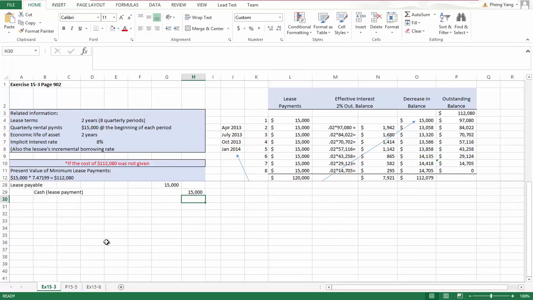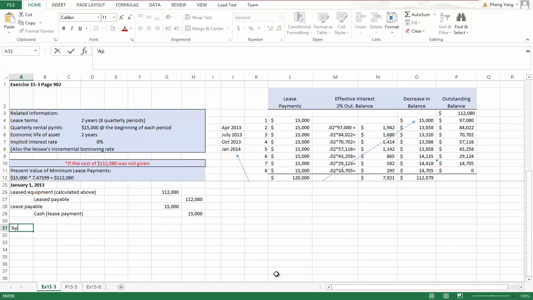Okay. That's January 1st. Remember now that the payments are made quarterly. So 3 months from January 1st will be April 1st, 2013. You count January, February, March. April then will be the next payment. So April 1st, 2013, we'll make our second lease payment. Now remember, the first lease payment didn't entail interest. Now the April 1st will.